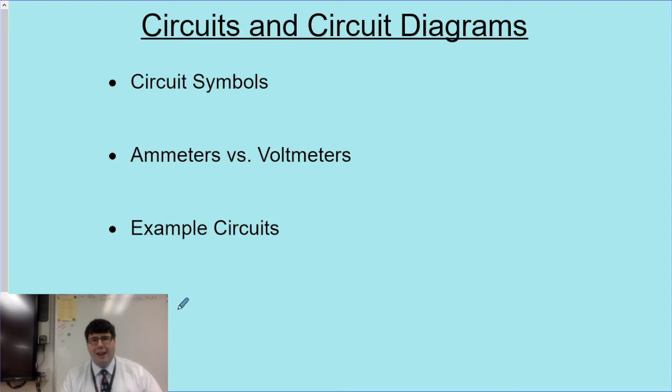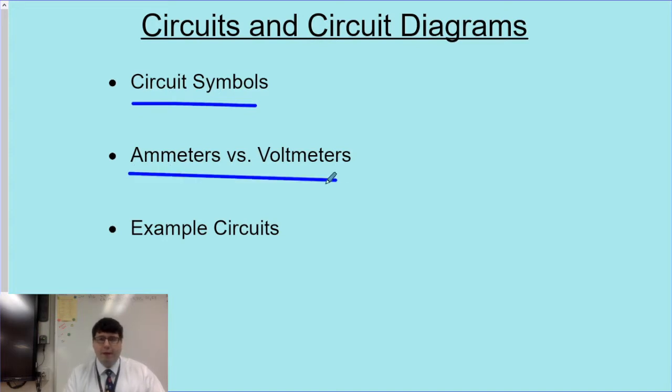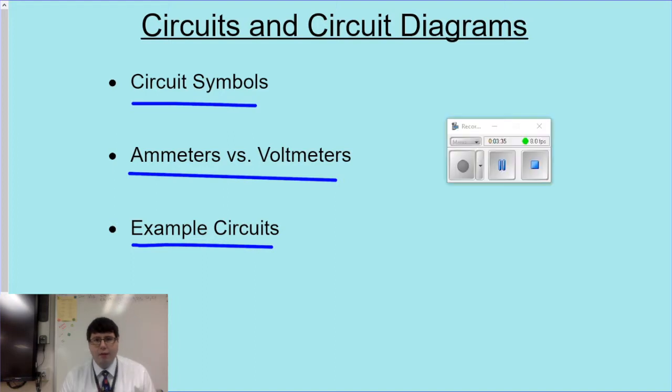Hello. Today in this video, I'd like to talk to you about circuits and circuit diagrams. We're going to explore the different components that can be in a circuit using circuit symbols to represent those components. We're going to talk about the difference between an ammeter and a voltmeter. And then finally, we're going to look at some example circuits to see how these things play together.